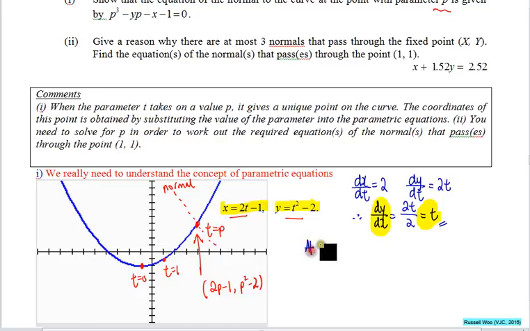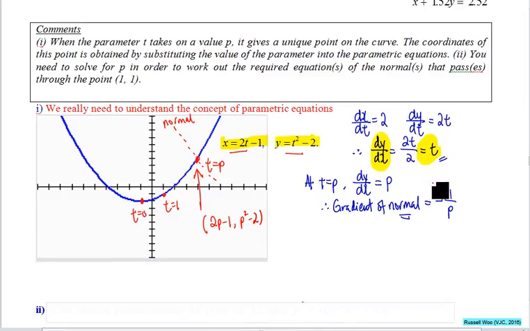So I just write, at t equals p, dy/dx, which is the gradient of the tangent, is p. Therefore, gradient of normal is minus 1 over p. Right? Gradient of normal is minus 1 over p. Then you can get the equation of the normal.